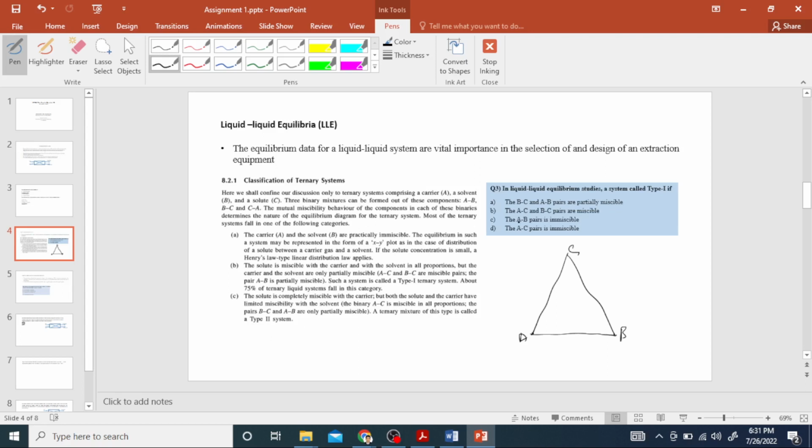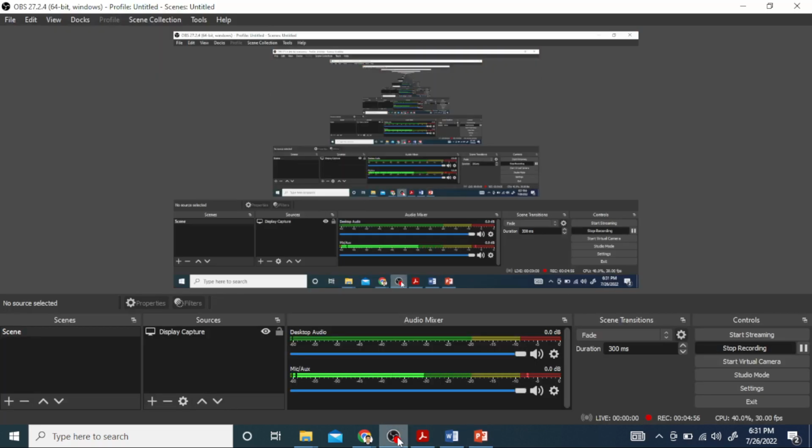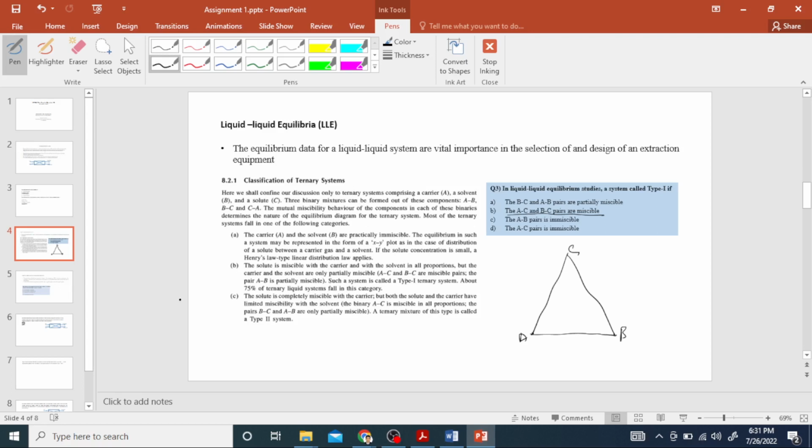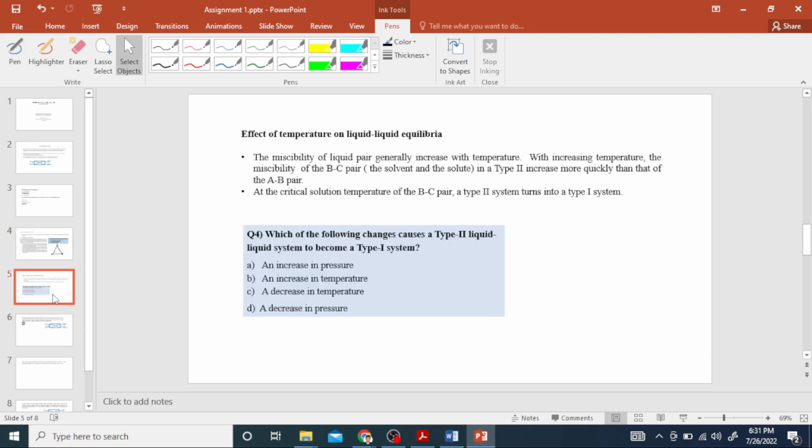So based on this theory, I prepared question 3. In liquid equilibrium studies, a system is called type 1 if what would be the answer? The AC and BC are pairs of miscibles. One minute, I need to check if this is recording or not. Is it going on right?